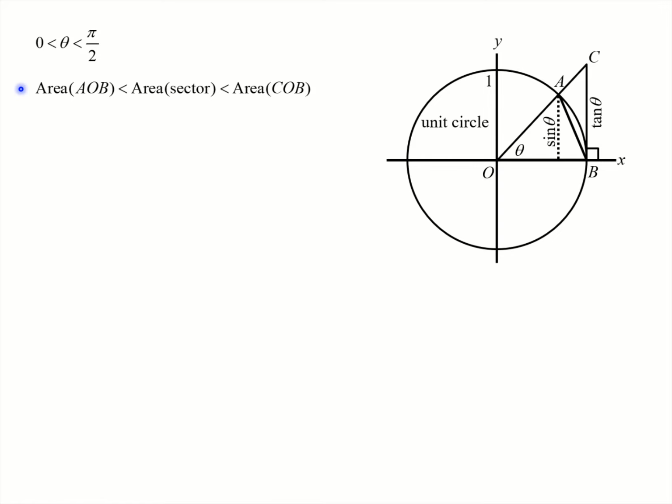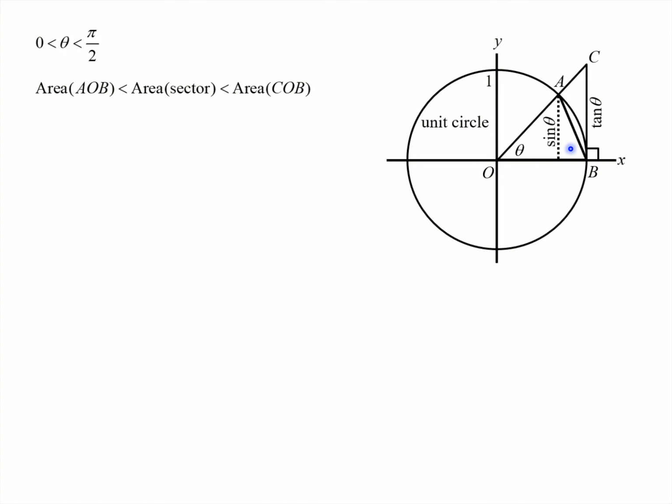Okay, let's go ahead and figure out what the area of AOB is. AOB, now that's not a right triangle, but the area is going to be 1/2 base times height. That's what we really should have said. So 1/2, base is 1, because that's a unit circle. So 1/2, 1 times sine theta.